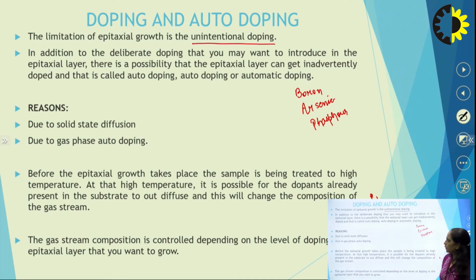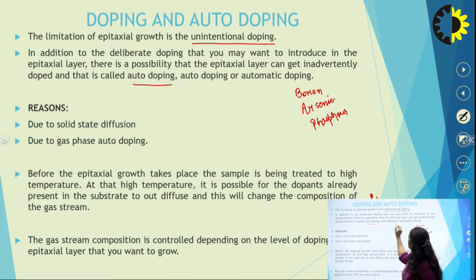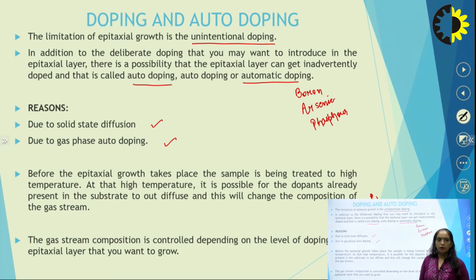In addition to the deliberate doping that you want to introduce in the epitaxial layer, there is a possibility that the epitaxial layer can be unintentionally doped, and that is known as auto doping or automatic doping. The reason for this auto doping is due to the solid state diffusion and due to the gas phase auto doping. Before the epitaxial growth takes place, the sample is being treated at very high temperature, right?